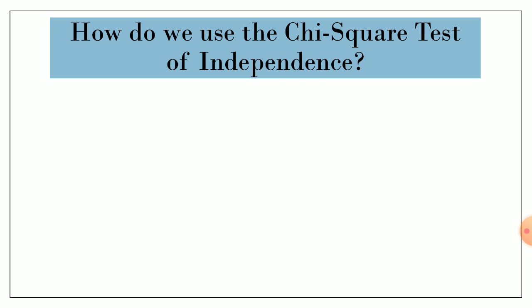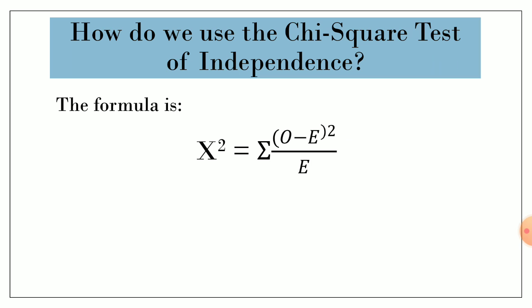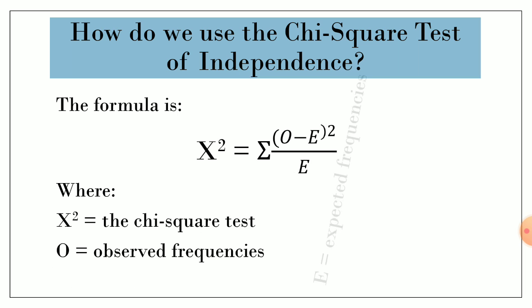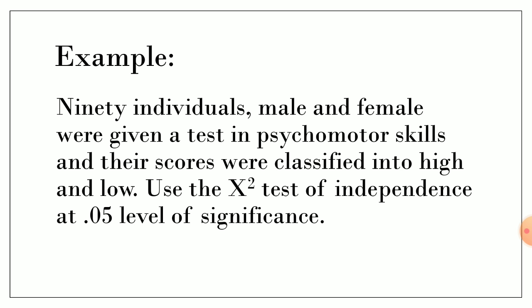How do we use the chi-square test of independence? We use the formula. So this is the same with the chi-square test of goodness of fit, which is x squared is equal to the summation of the quantity O minus E squared divided by E, where x squared is the chi-square test, O is the observed frequencies, and E is the expected frequencies.